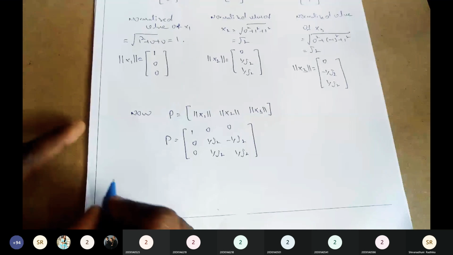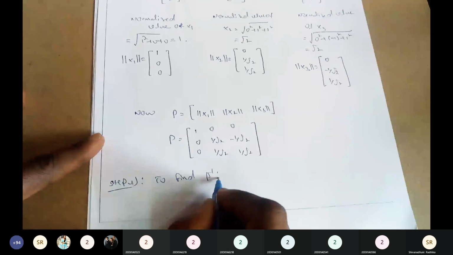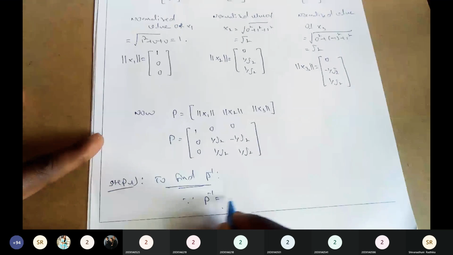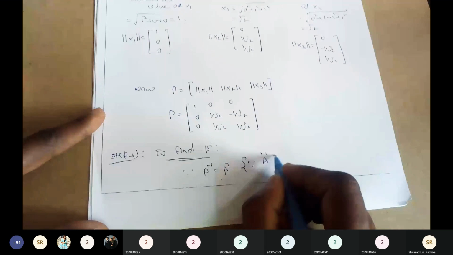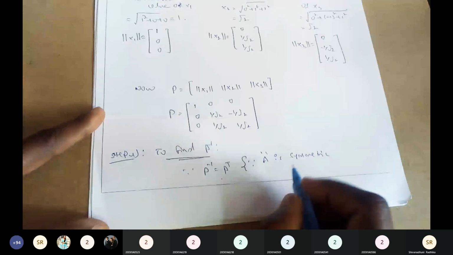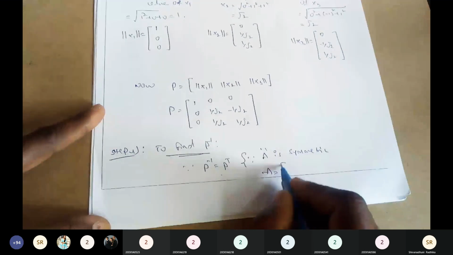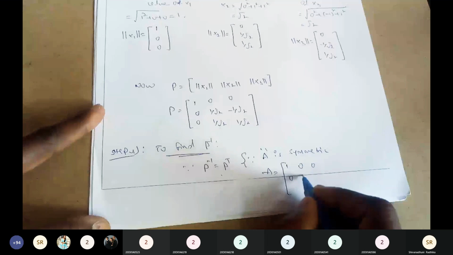Completed. Now we go for step 4. What is step 4? To find P inverse. Here P inverse equals to, we need to directly write what? P transpose, because capital A is symmetric. Tell me the capital A here. Capital A equals to 1 0 0, 0 3 minus 1, 0 minus 1 3.